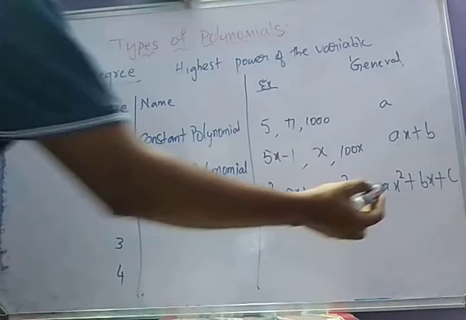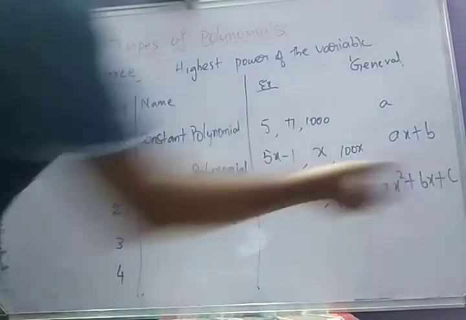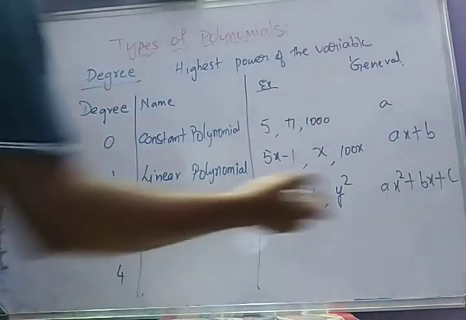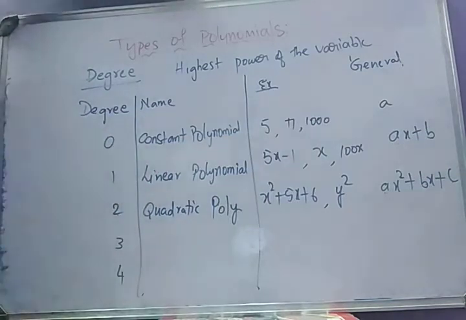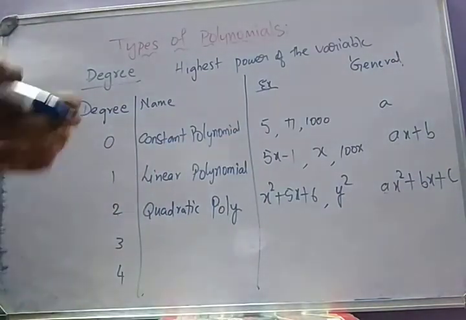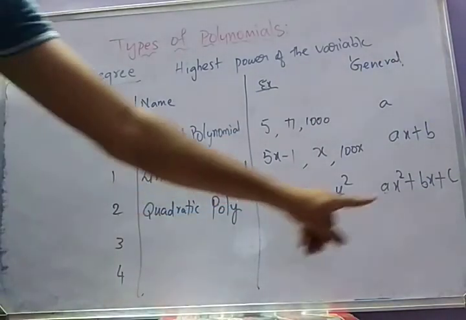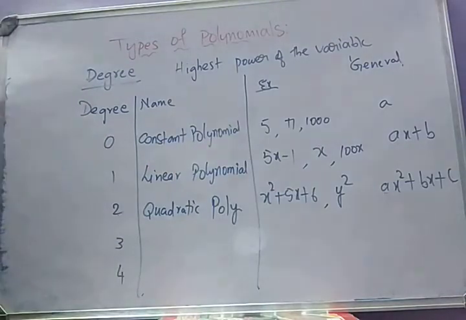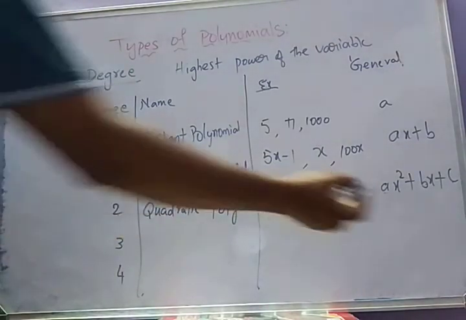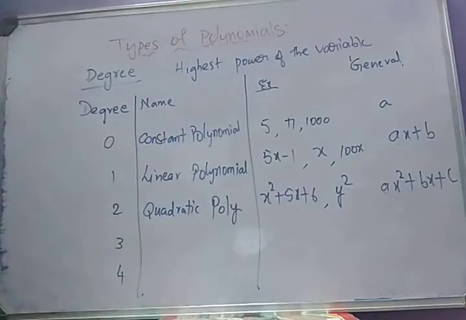Once again, the coefficients a, b, c can be any real numbers, and particularly a should not be equal to 0. Here I am talking only about real polynomials. That's why I am taking coefficients as real numbers. Remember that. If you want to convert it to complex polynomials, you can take the coefficients as complex numbers.